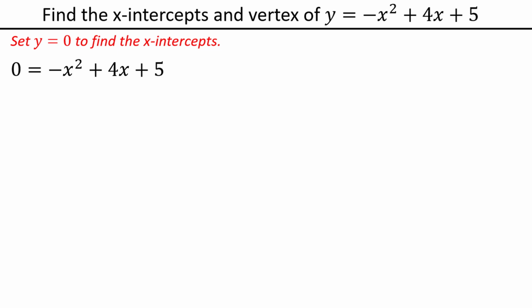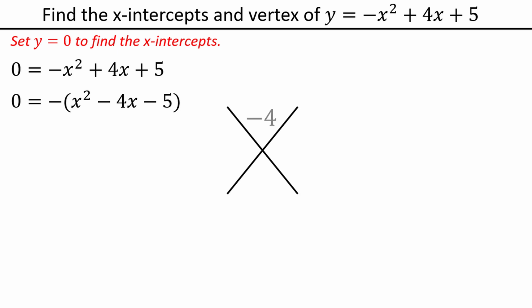The best way to solve an equation like this one is to factor. First, I'm going to pull out a negative 1 so that we have negative x squared minus 4x minus 5. Now we need to find two numbers that add to negative 4 and multiply to negative 5. Can you think about what two numbers will work? Negative 5 and positive 1 should do it, as negative 5 plus 1 is equal to negative 4, and negative 5 times 1 is equal to negative 5.